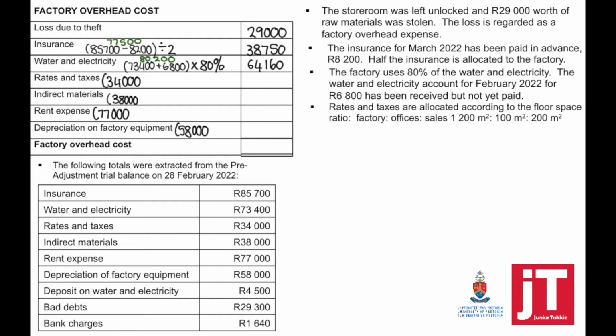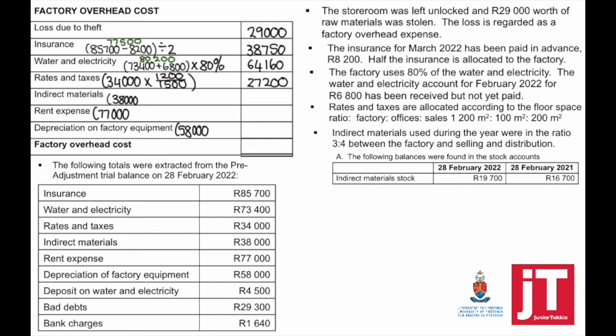Rates and taxes are allocated according to the floor space ratio: factory, office, and sales, 1,200 square meters, 100 and 200. So, rates and taxes, we're going to say 1,200 divided by 1,500. So we're adding all of that together, and that equals the total rates and taxes for the factory overhead cost.